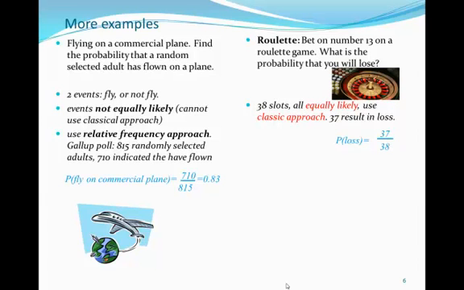Okay, let's look at a roulette example. Bet on number 13 on a roulette game. What is the probability that you will lose? So on a typical roulette game, there are 38 slots, all equally likely. So use classical approach. 37 results in loss. So only one number will be the winning number. So probability of loss will be equal to 37 over 38.